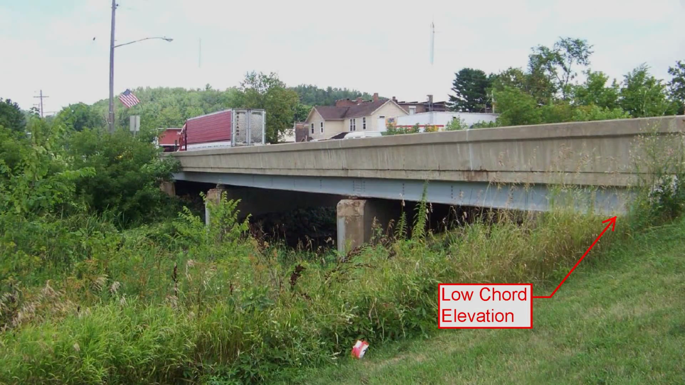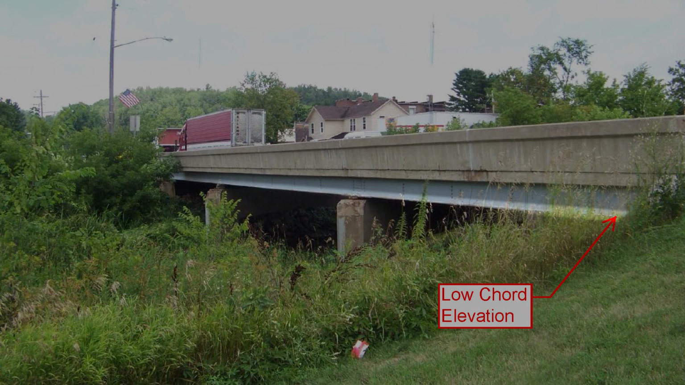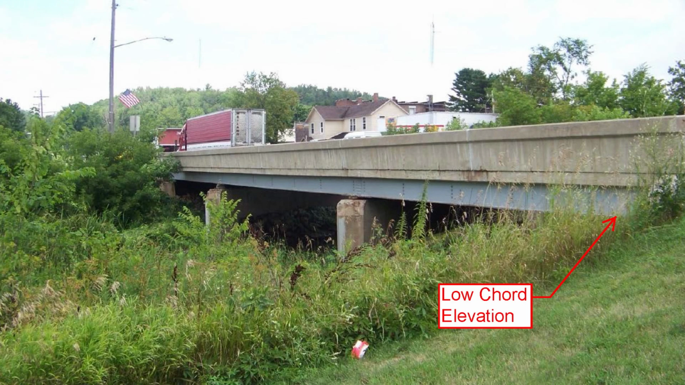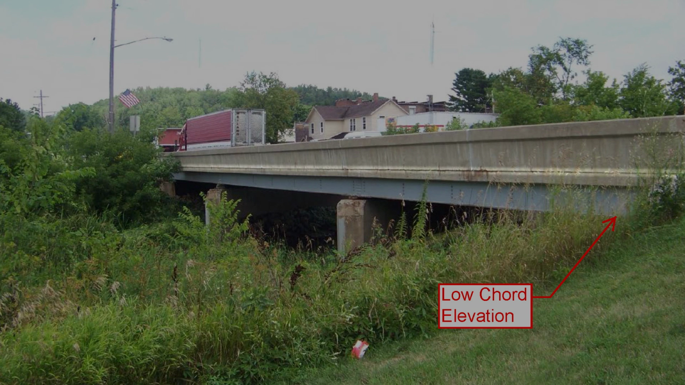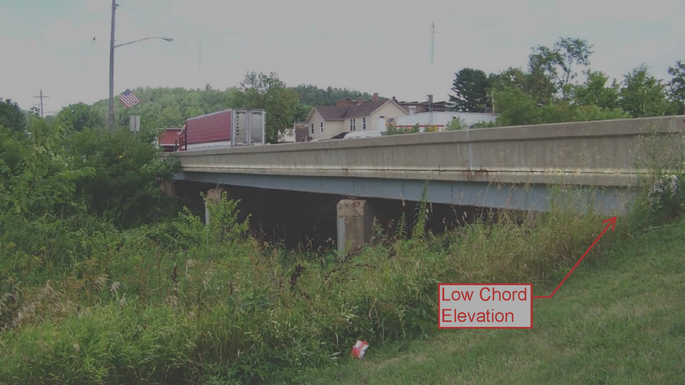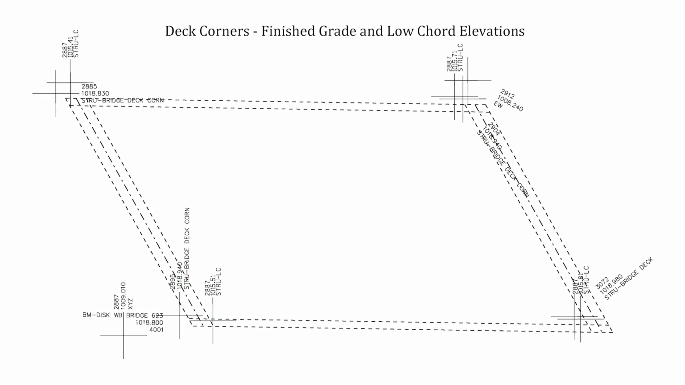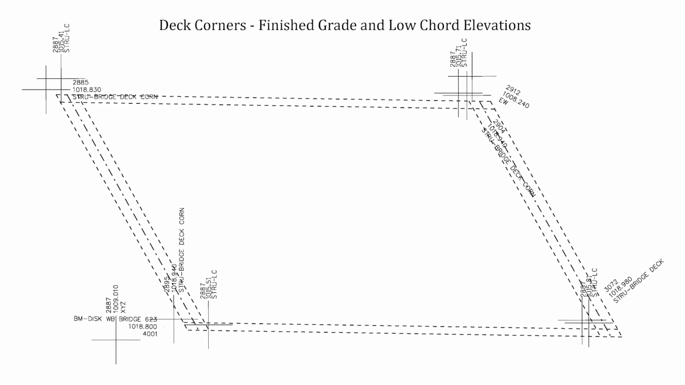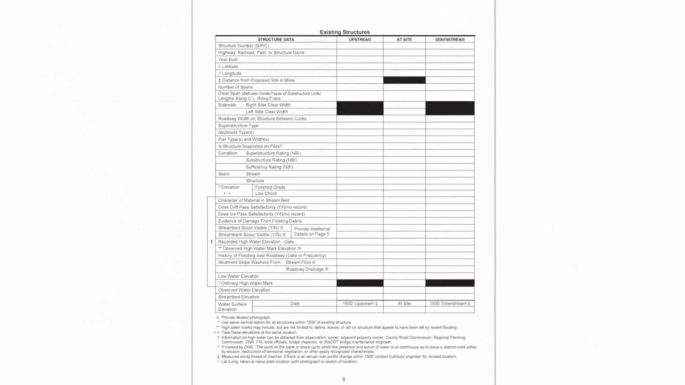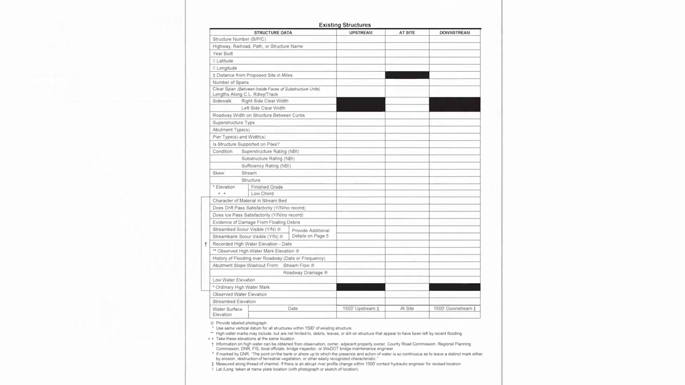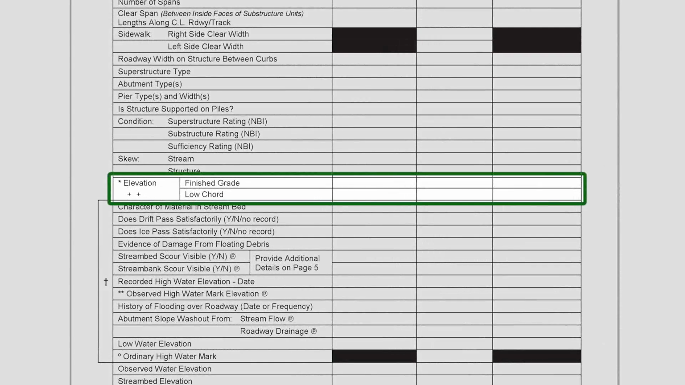Low chord is the bottom of a girder, slab, or superstructure member, and finished grade is the top of the deck near the face of the parapet or railing. These elevations should be collected at each corner of the structure and be included in the DGN survey file. On the SSR existing structures information page, both elevations should be provided at the lowest corner of the bridge.